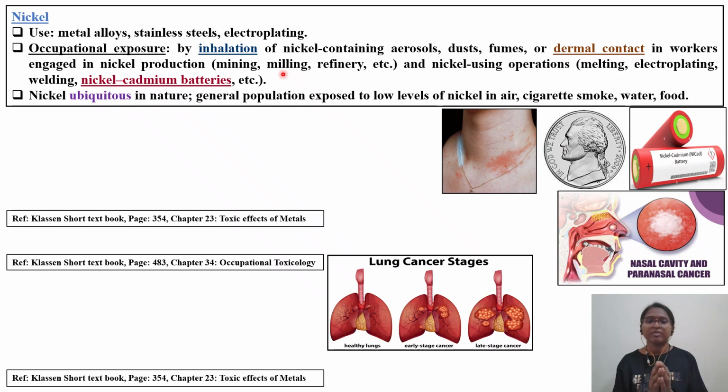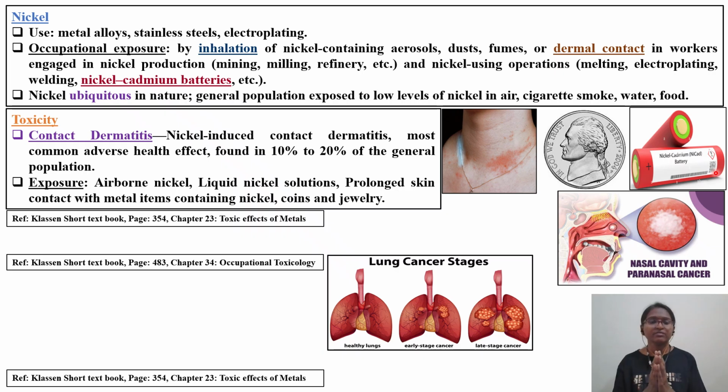So there is a high chance of the general population also getting exposed to nickel. What are the various sources of that exposure? Exposure is there, but at low levels. In workers, a high level of exposure to nickel will be there. When coming to the general population, it is a low level of exposure. What are the sources? A small amount of nickel is there in the air, cigarette smoke, water, and food. These are the different sources through which the general population can be exposed to nickel poisoning.